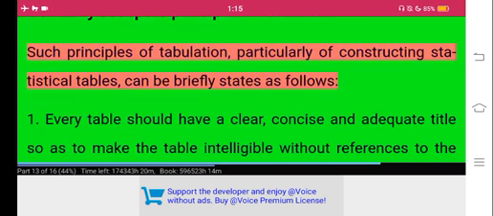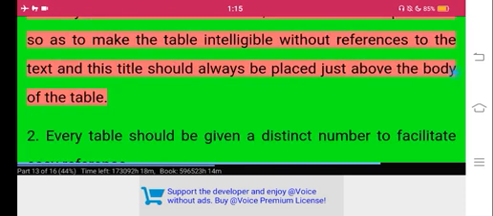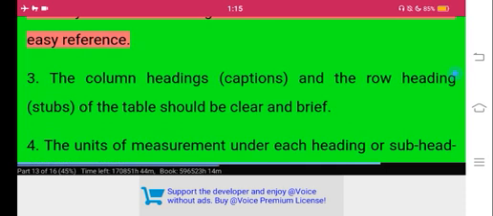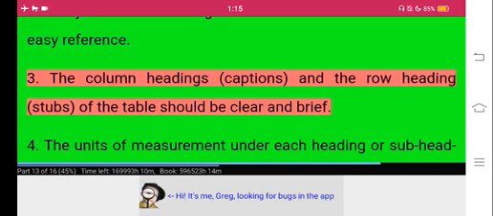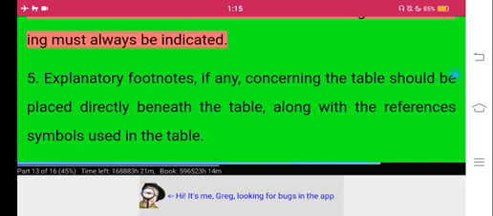Generally accepted principles of tabulation. Such principles of tabulation, particularly of constructing statistical tables, can be briefly stated as follows. 1. Every table should have a clear, concise and adequate title so as to make the table intelligible without reference to the text, and this title should always be placed just above the body of the table. 2. Every table should be given a distinct number to facilitate easy reference. 3. The column headings, captions, and the row headings, stubs, of the table should be clear and brief. 4. The units of measurement under each heading or subheading must always be indicated.